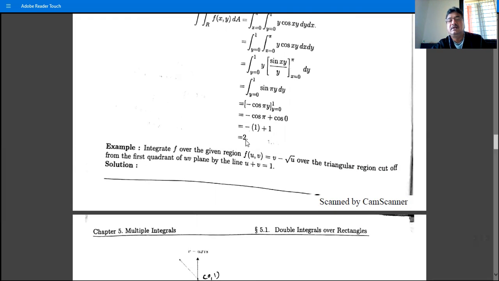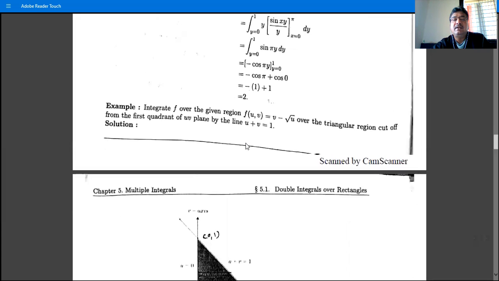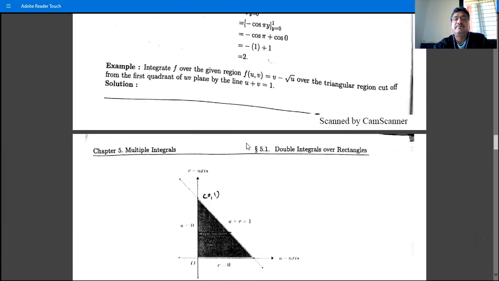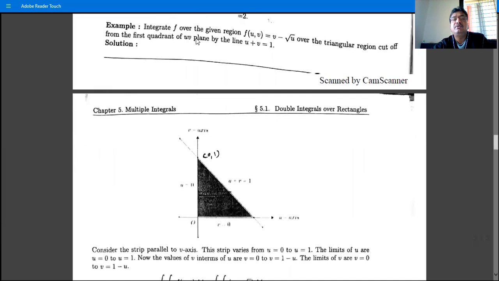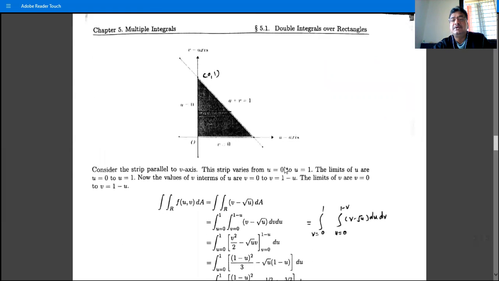So correction is there. Similarly, the next problem, f of uv, instead of x and y, here u and v are notations, over the triangular region cut off from the first quadrant of the uv plane and the line u plus v is equal to 1. So this is the line u plus v is equal to 1, or x plus y is equal to 1.